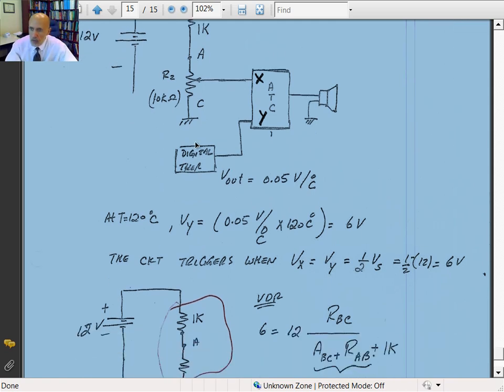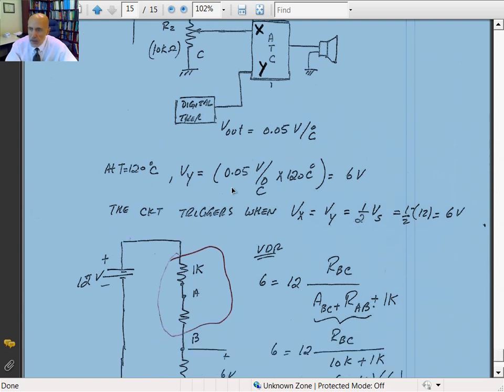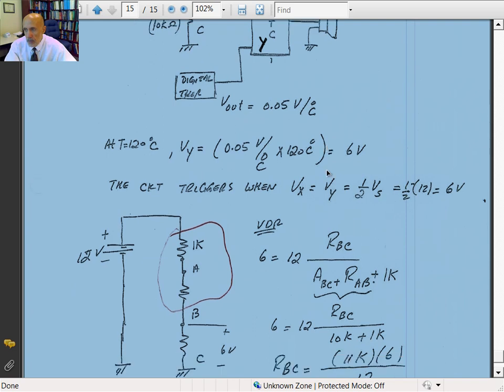So when the temperature reaches 120, it could be a process control, whatever the case might be, the alarm will go off. At 120 degrees Celsius, the voltage at the Y input would be 0.05 times 120 degrees Celsius. Celsius cancels out. 120 multiplied by 0.05 gives you 6 volts. So this has been set such that when the temperature reaches 120, you have the same input voltage, and the alarm will go off.